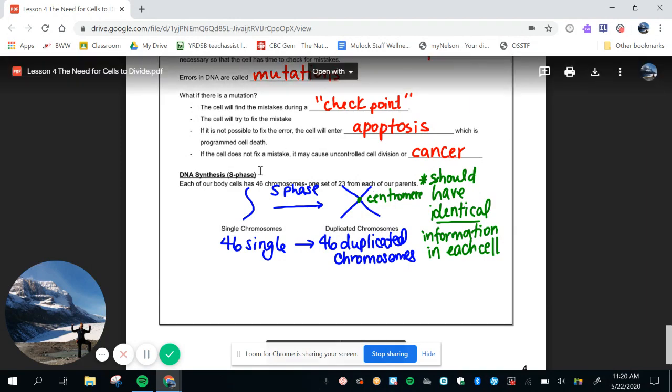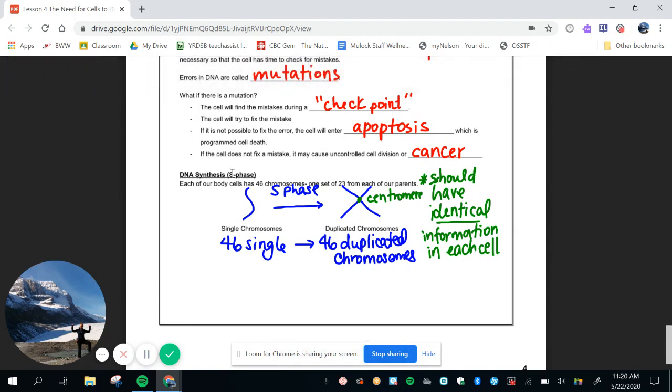I want to focus just on S phase, which is the DNA synthesis phase. You may have heard that each of our cells has 46 chromosomes, and those 46 are represented by 23 from each of our parents, okay, our biological parents. So what I'm showing down here is just a way that we're going to represent them when we want to draw them. So this little line is representing a single chromosome. So before S phase, we have 46 single chromosomes. S phase, the whole job is making an exact copy of those single chromosomes.